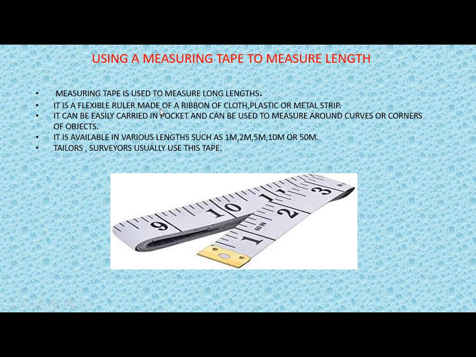It is a flexible ruler made of a ribbon of cloth, plastic or metal strip. You must have seen that these are very flexible. Wherever you want, if you want to make a round, you can make a round. If you want to stretch it to a length, you can very easily do that. It can be easily carried in a pocket. Yes, we can fold it and keep it in our pocket, and it can be used to measure round curves or corners of objects. So these are very flexible in nature.